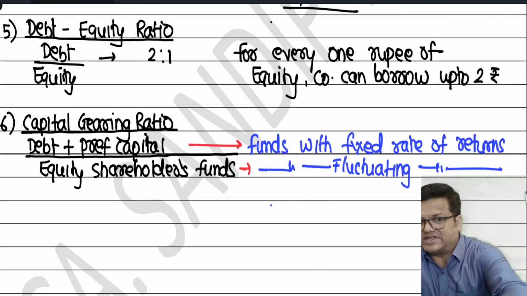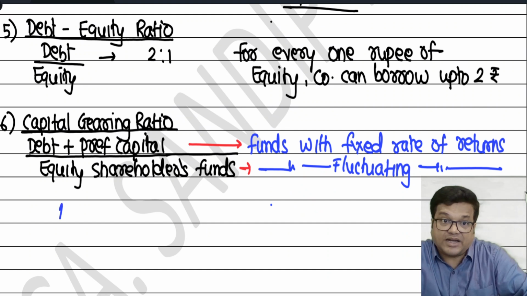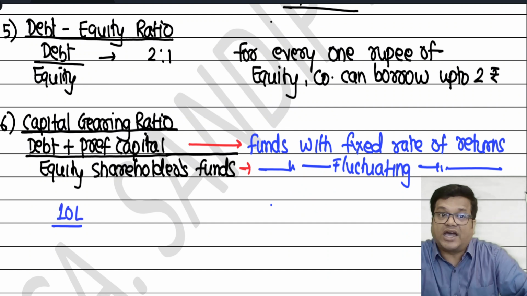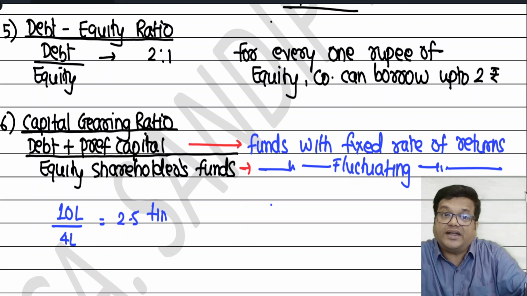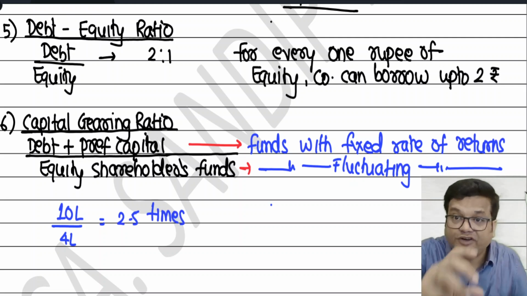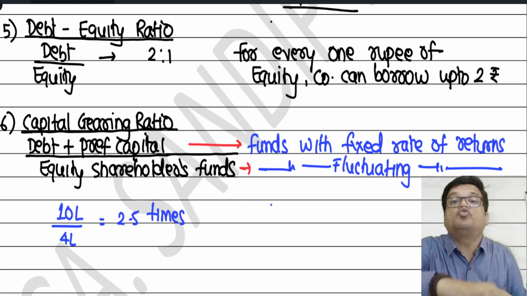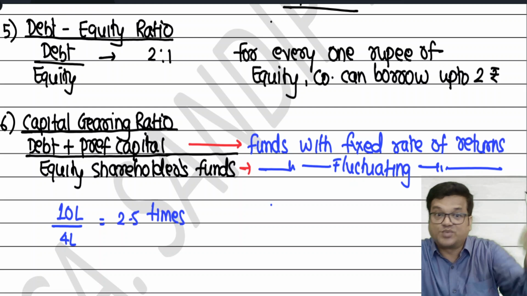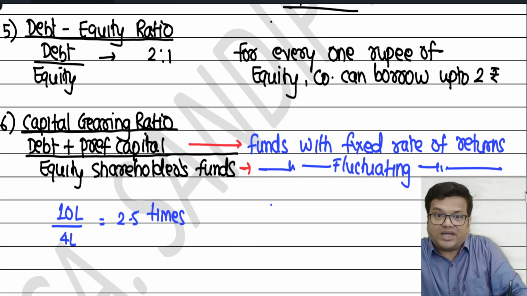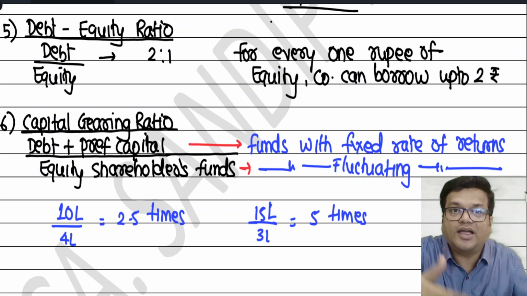See, suppose it happens like this: the debt plus preference capital is 10 lakh and equity capital is say 4 lakh. Now how much is your capital gearing ratio? 2.5 times. The funds with fixed rate of returns are 2.5 times of the funds without fixed rate of returns. So the risk is more. Suppose there is another company, here it is 15 lakh and say this is 3 lakh. Now this is 5 times. What has happened, guys? The risk is more.